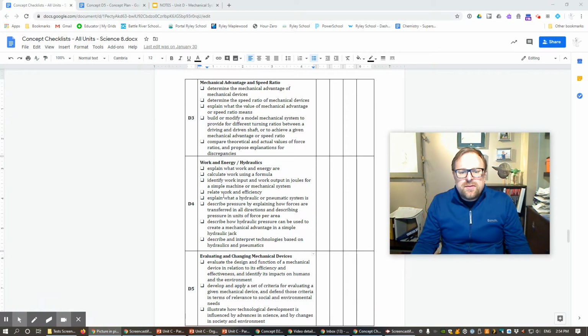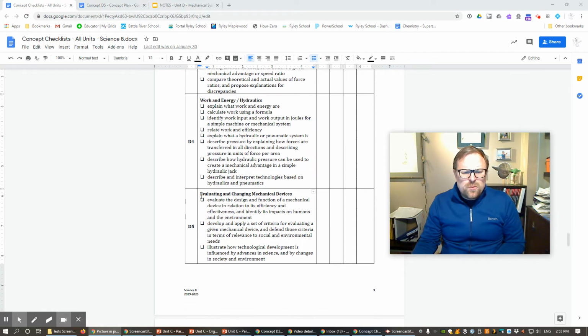We talked in the last concept about work and energy and the relationship between those two, and how doing work on an object means you're putting energy into that object, or transferring energy into that object. And then we talked about hydraulic and pneumatic systems and what they do, and how a hydraulic system is an amazing machine at moving large objects with minimal input force because of pressure in a fluid, particularly liquids.